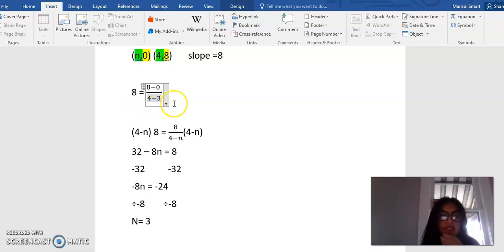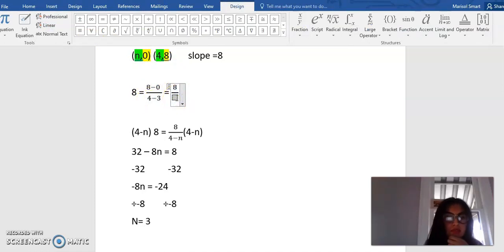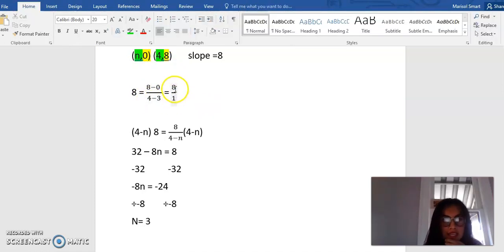Okay, because we know that n is 3. And so we know that 8 minus 0 is 8, right? 4 minus 3 is 1. And we know that 8 divided by 1 is 8. Okay, so my solution is correct.